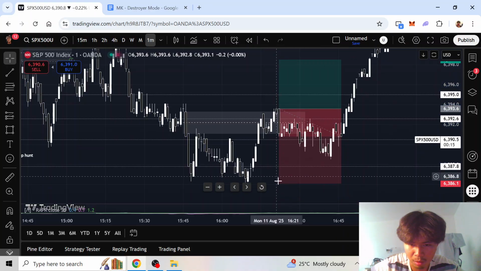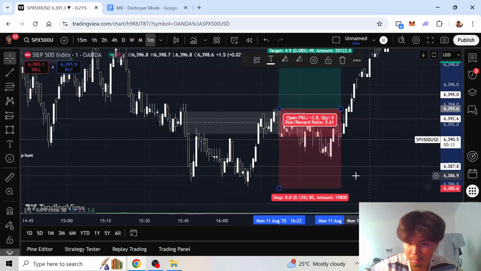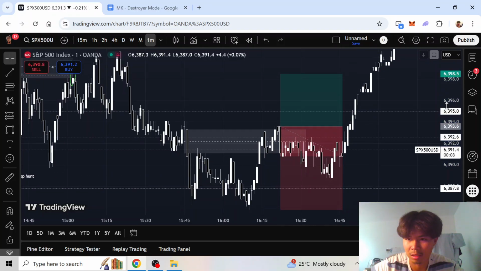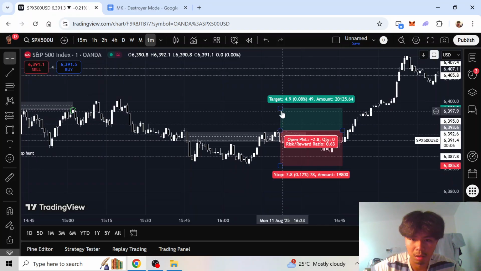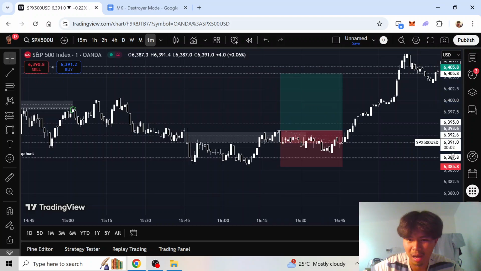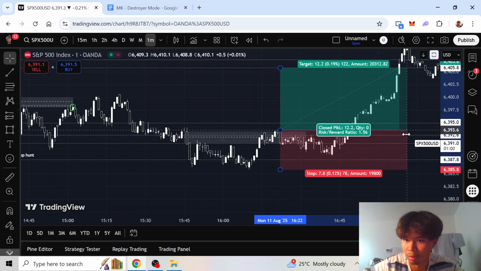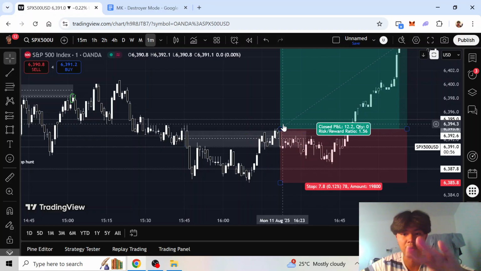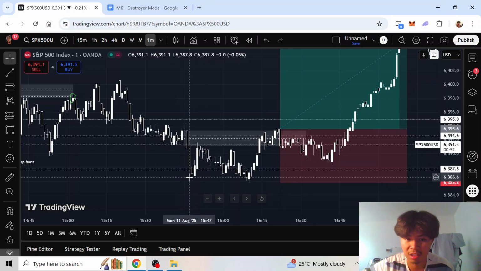Where did I put my stop? Yeah, my stop was down here. I'll explain the stop as well. Why was I so, not obsessed, but sure and confident about it? That's like my resting order after I see that this liquidity got taken out.